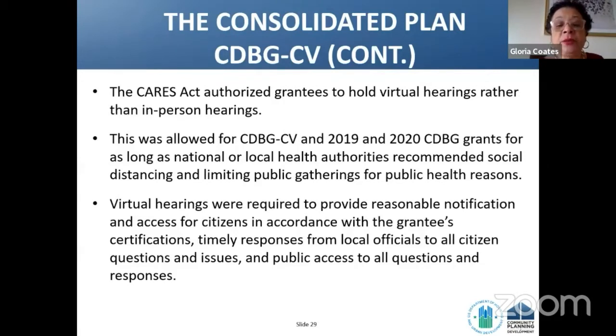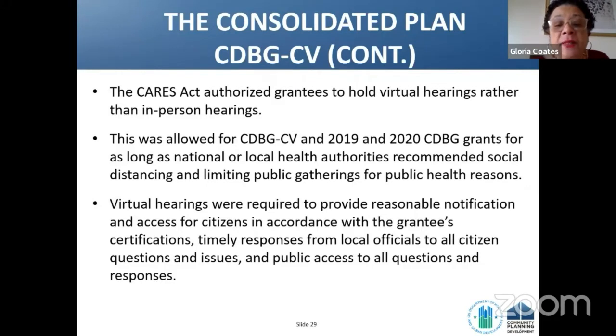Now, I will say this, we're in 2022 and the pandemic is still among us. We have not issued any guidance, I'll put this out there first, regarding 2022. But as long as this requirement is met and it can be documented, there's no reason why a grantee could not continue to hold virtual hearings if it's necessary. Now, a lot of grantees have resorted to holding in-person hearings again. They can if they would like to do so.